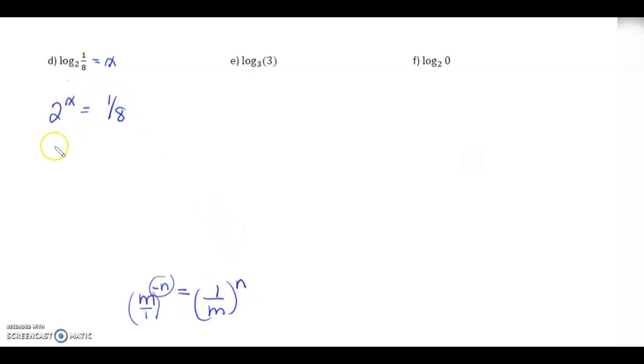So we know when we have 2 to the x, we're going to have some negative exponent if our answer is 1 over 8. If you think about the number 8, 2 to the 3 would give us 8. But our number is not 8, it's 1 over 8. So we put a negative sign on it. And our x equals negative 3.